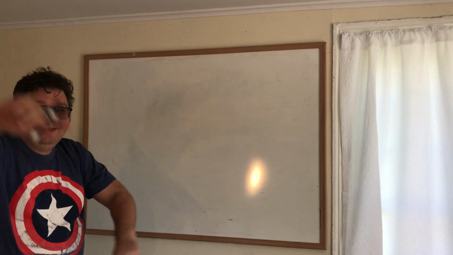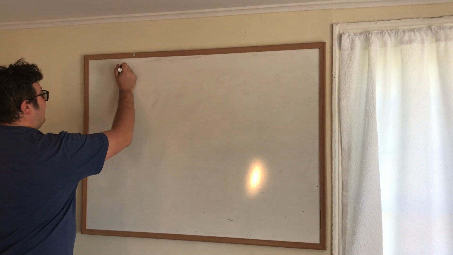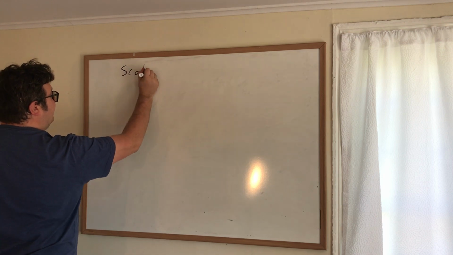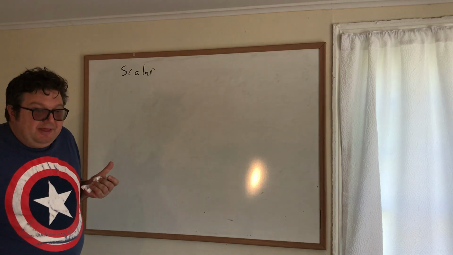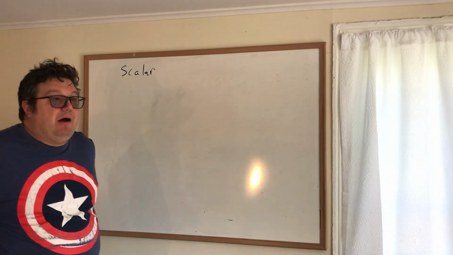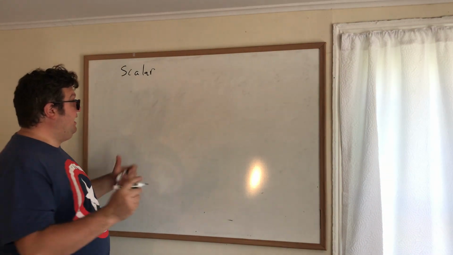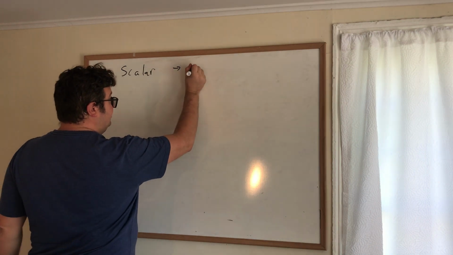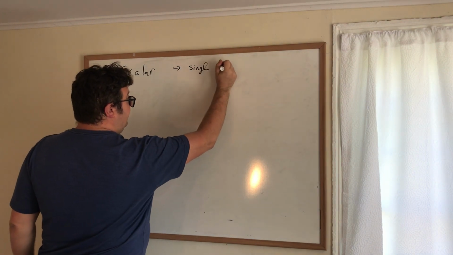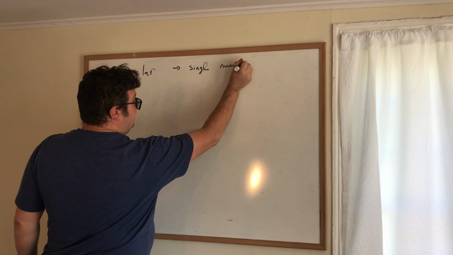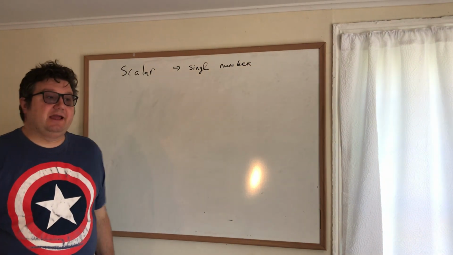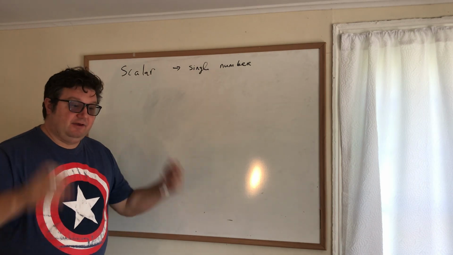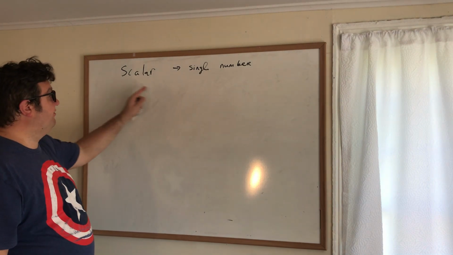Okay, hey, let's talk about vectors and scalars. So let's first start by talking about a scalar. What is a scalar? Something like mass or how much I have of something is a scalar, right? It's a single number which describes something like my mass is X. Right? It is a single number.